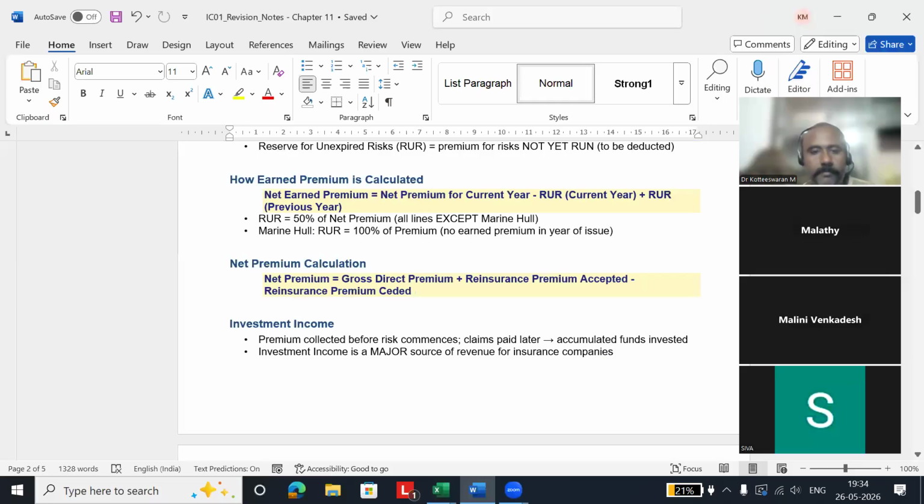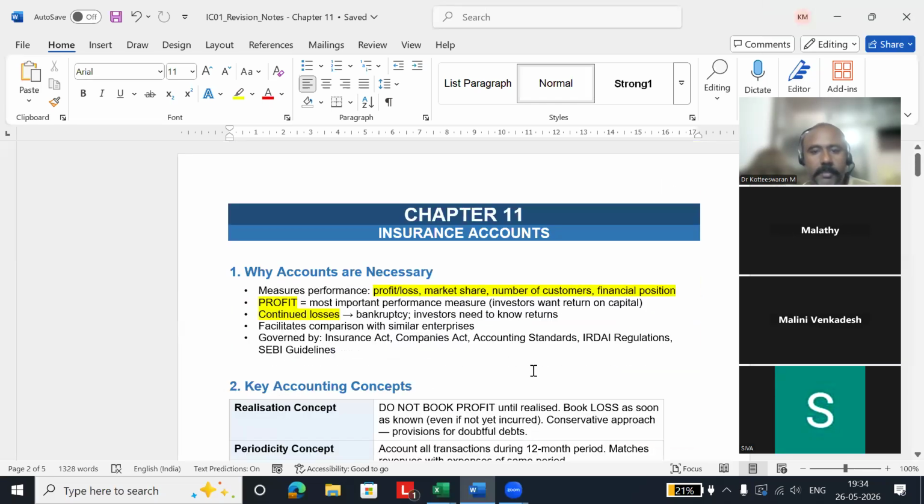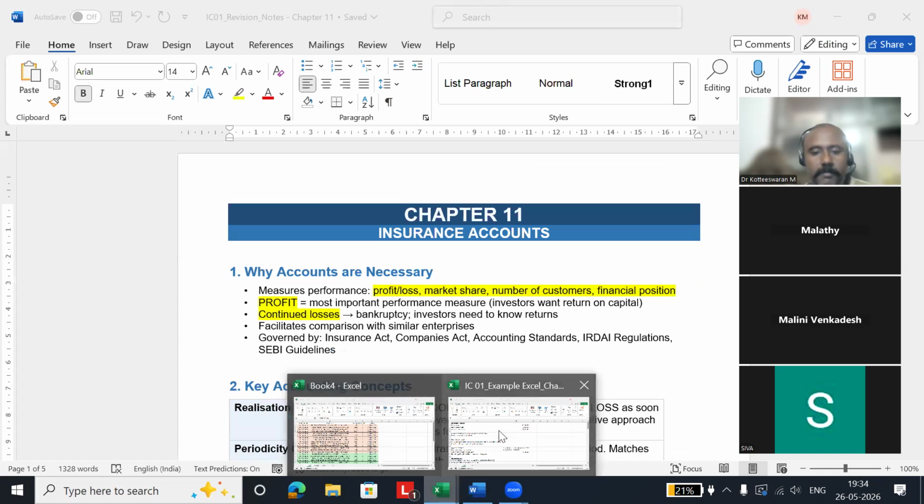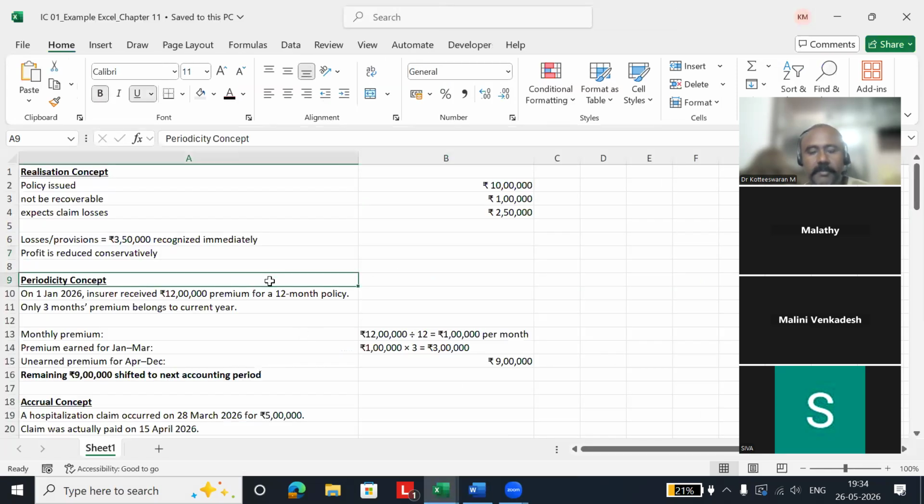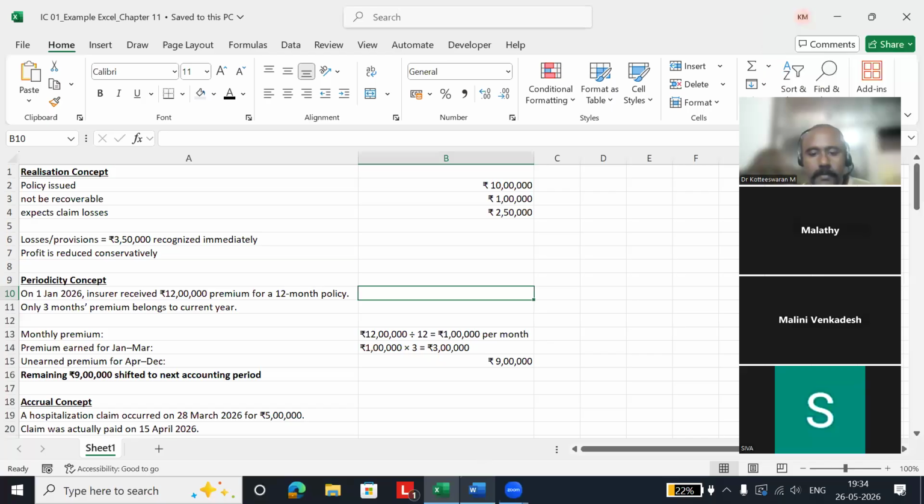Sharing my screen. So you should be able to see the Chapter 11 Word file as well as an Excel, right? Share again. Okay.